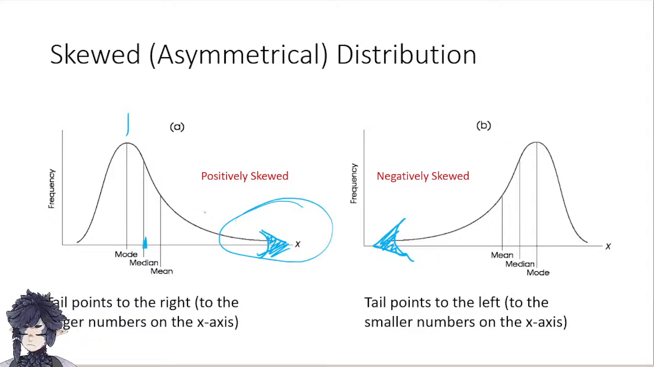And the mean, remember what we said about the mean being affected by outliers, extremely high or extremely low numbers? The mean has gotten pulled out towards the tail. So the mode is at the highest point, the median's in the middle, and the mean is more towards the tail. In other words, now all three measures of central tendency are giving you different answers.